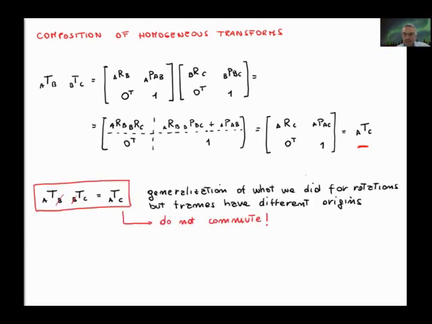And this is a generalization of what we did for rotation, but with frames that have different origins. So they involve roto-translations, and the important thing is that these transformations do not commute. So the order matters, as in the case of rotations.